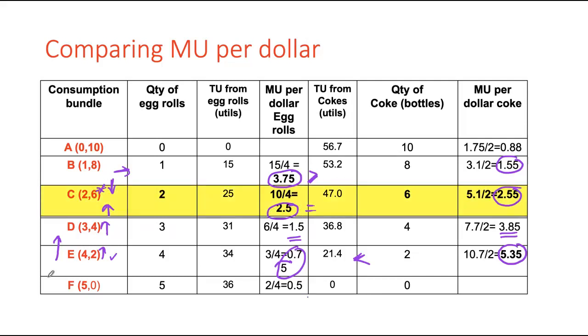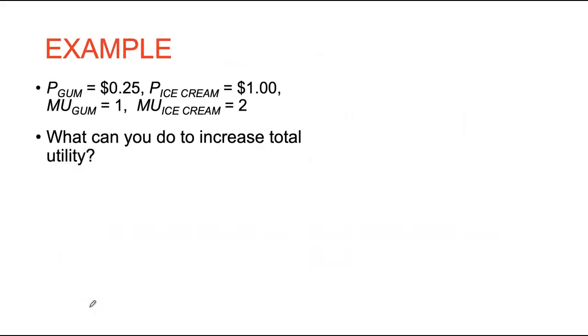Let's look at another example to understand our marginal utility per dollar or the rational spending rule. In this example, I have 2 goods, gum and ice cream, and prices of the 2 goods are given to us as 25 cents and $1 for each of them. We don't know what the current consumption is of each of these goods, but we do know that the marginal utility from the last gum consumed is 1 util, and the marginal utility from the last ice cream scoop consumed is 2 utils.